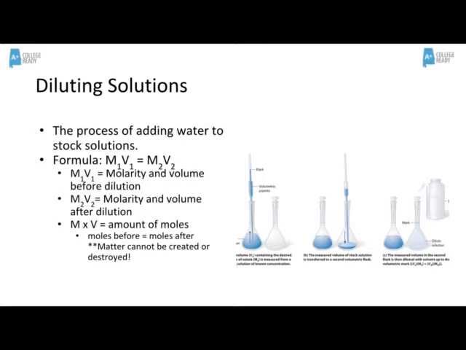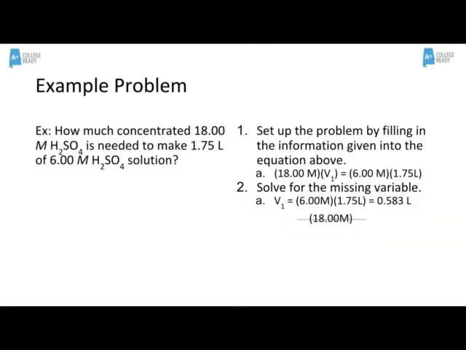Now this problem works because molarity times volume gives you the amount of moles, and remember, matter cannot be created or destroyed, so you're calculating the number of moles that you have before and you're creating the same number of moles afterwards. You're just making it diluted.